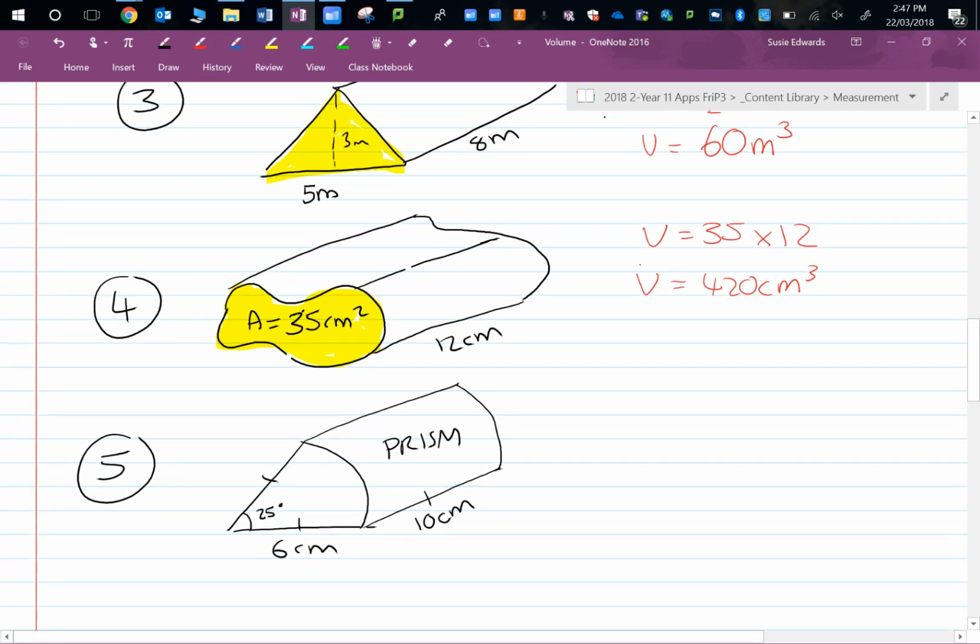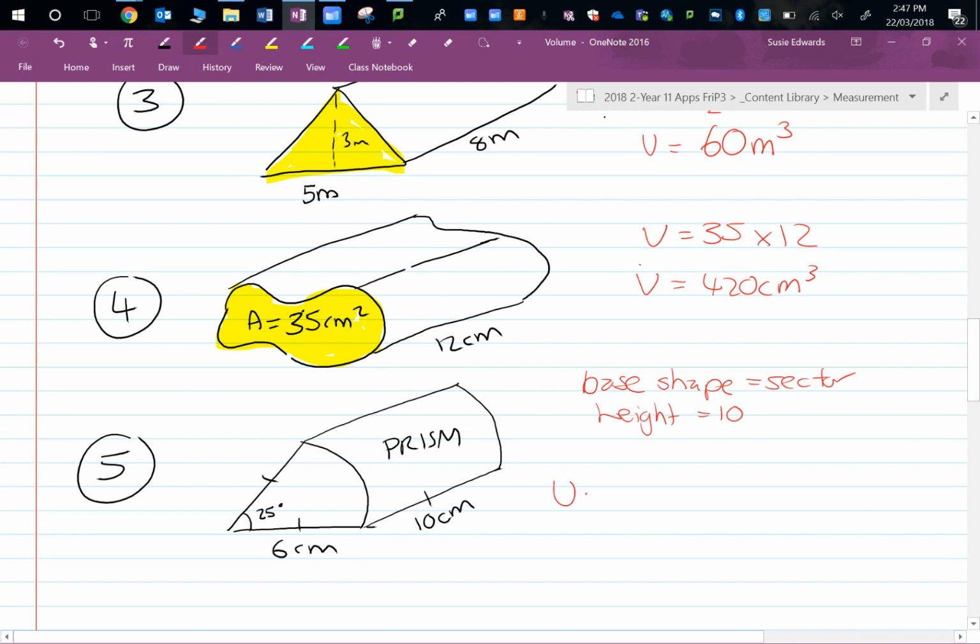All right, last one here. What about this? I'm telling you it's a prism. What's the base shape? It's a sector. We haven't looked at a sector for a while. So base shape is a sector. Okay, what's the height? Equals 10. All right, so we have to find the area of that sector.